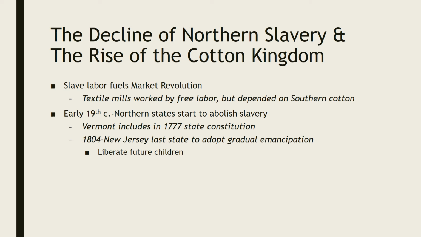But remember, this is not something that's simply affecting people in the North. Slave labor is fueling the market revolution. So the textile mills in the North may have been worked by free laborers who were paid for their labor, but it was dependent on Southern cotton. If you don't have the cotton, you can't spin textiles, obviously. In the early 19th century, all northern states started the process of abolishing slavery. Vermont was one of the first. It included the abolition of slavery in their 1777 state constitution, so before we were even officially a nation. 1804, New Jersey was the last state to adopt a gradual emancipation.